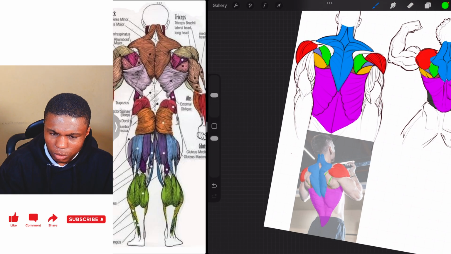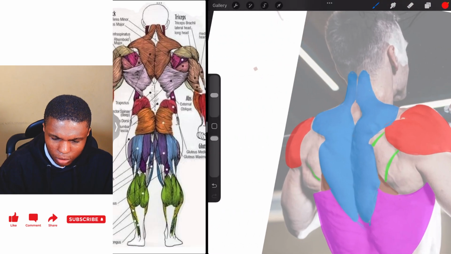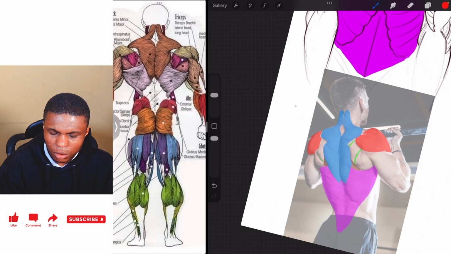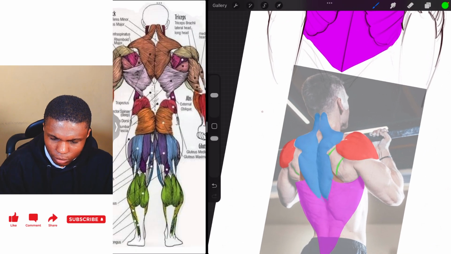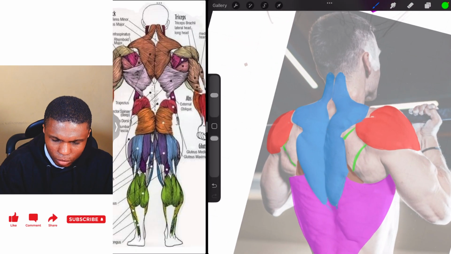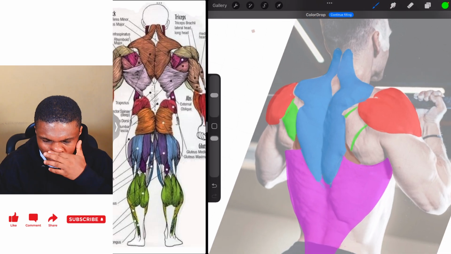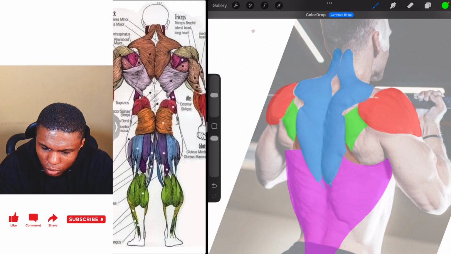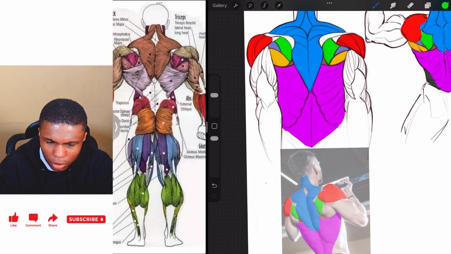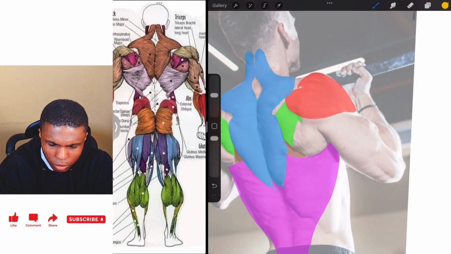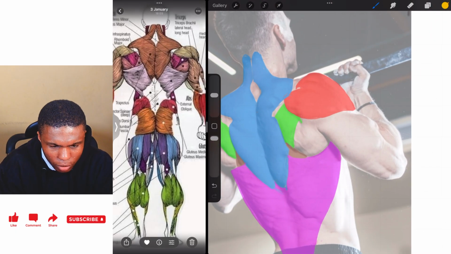Yeah, I think I probably messed up with the deltoid, so I'm gonna go back. Then the next one is the teres major, which is this guy over here. I think I'm not doing this well. I'm not doing this correctly for some reason.